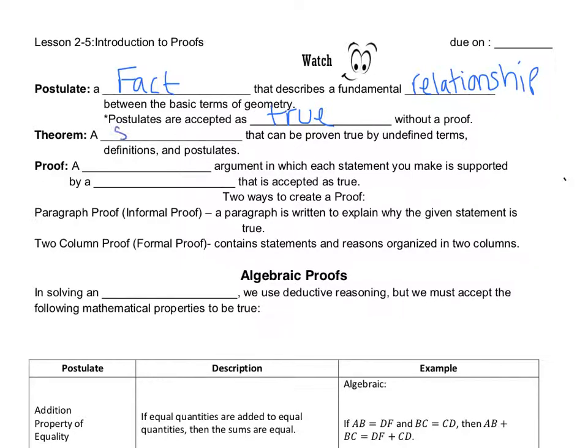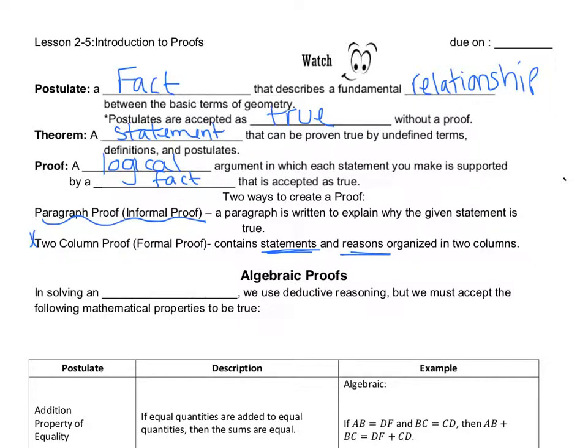A theorem, however, is a statement that we can prove, and we will, by undefined terms, definitions, and postulates. A proof is just simply a logical argument in which each statement you make is supported by a fact that is accepted as true. There's 2 types of proofs that you can write. We're going to mostly focus on our 2-column proofs, where you'll have one column as our statement, the other column as our reason. You could also write, sometimes when it's asked for it, an informal proof or just a paragraph proof.